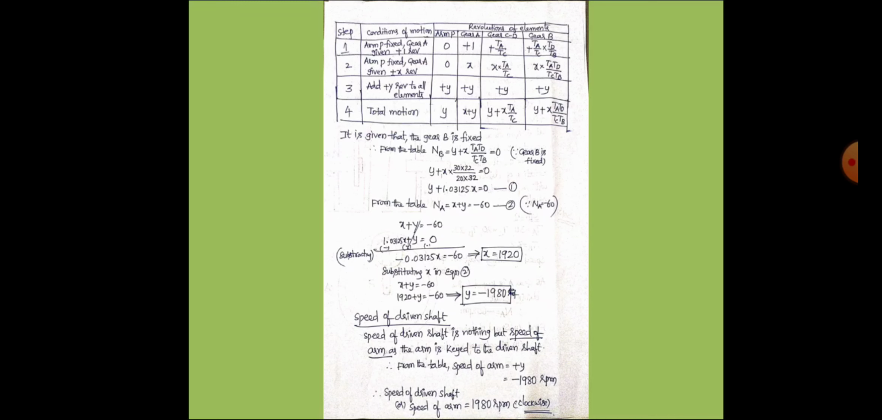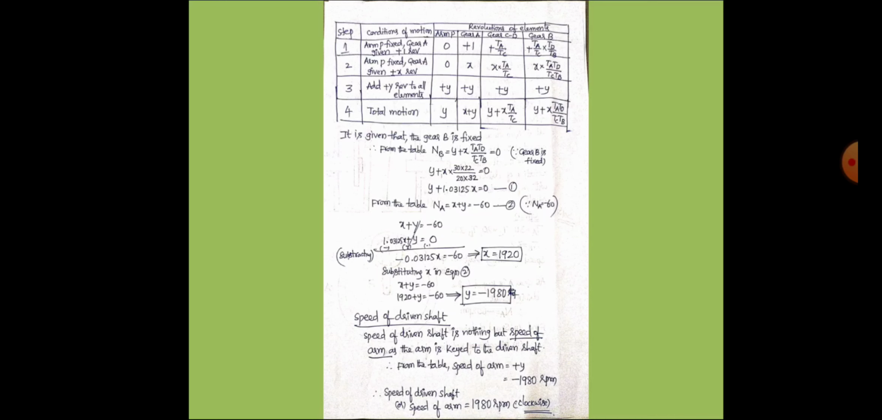Similarly, it is given that the speed of the driving shaft is equal to minus 60 rpm. So NA, the speed of gear A, which is the speed of the driving shaft, is equal to minus 60 rpm. But from the table, I can write the speed of gear A is equal to X plus Y. Therefore, X plus Y is equal to minus 60.